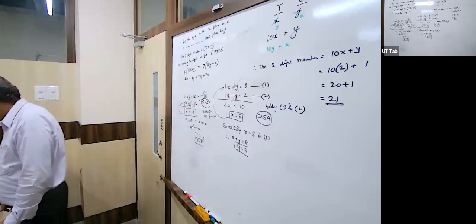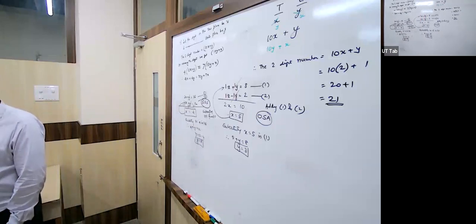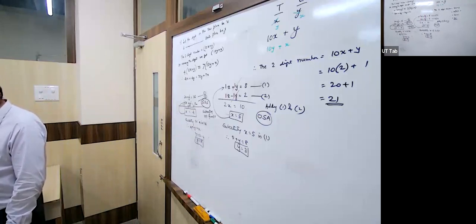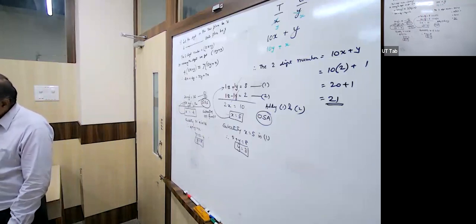Do you understand? I will eliminate that variable from the two equations whose coefficients are same. If the signs are also same, we subtract; if the signs are opposite, we add.